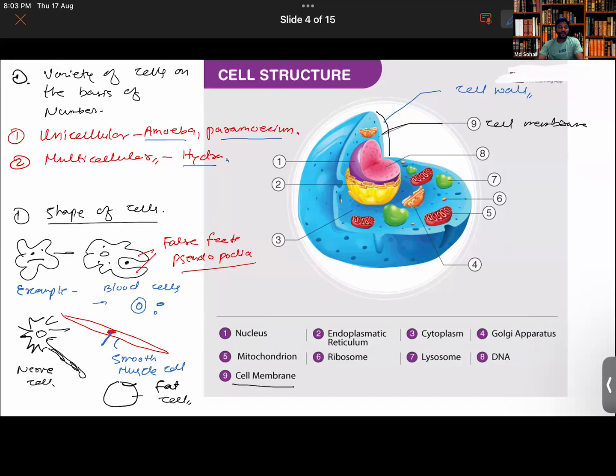So the smallest cell is actually found in bacteria, and it ranges from 0.1 to 0.5 micrometer long, that is 10 raised to the power minus 6 meter. So a cell can be up to this small, and the largest cell, as I said, is the ostrich egg, right? And the dimension of an ostrich egg is somewhere around 13 to 17 centimeter. So that is pretty big.